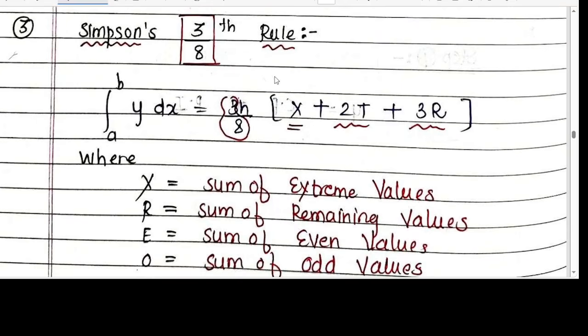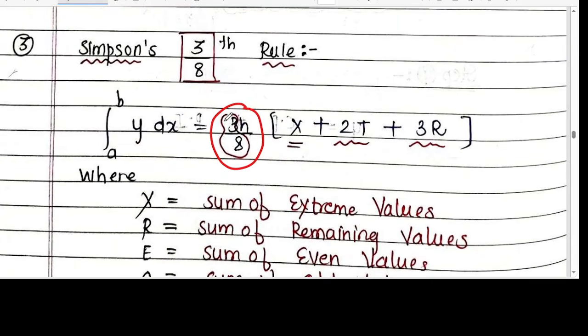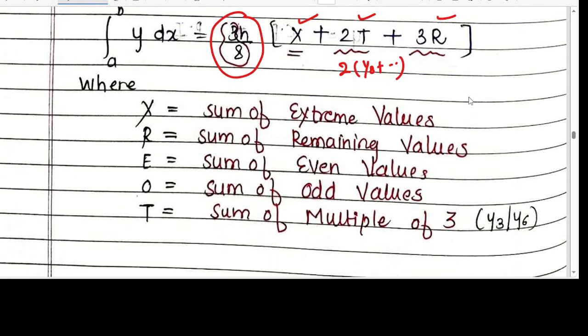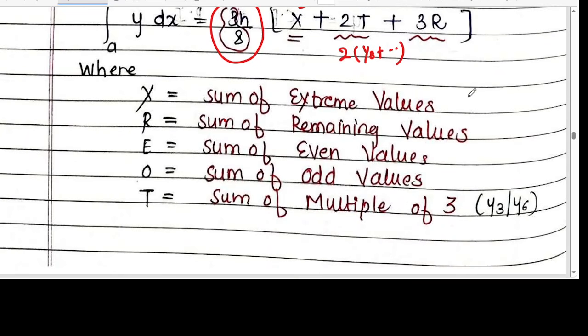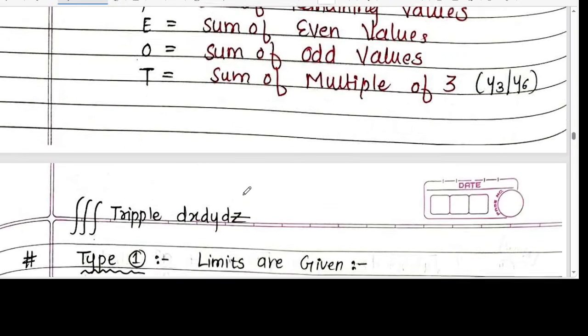Simpson's 3/8 rule. This is 3h upon 8, most important. In Simpson's 1/3 rule, it is h by 3. Here it is 3h by 8, right? And the formula is X, sum of extreme ordinates, plus 2 times T, means 2 times the multiples of 3 here, that is y3 and so on, right? And 3 times the remaining values. So in this way, we can use Simpson's 3/8 rule. X is the sum of extreme values, R is the sum of remaining values, E is the sum of even ordinates, O stands for the sum of odd ordinates, and capital T is the sum of multiples of 3, right?